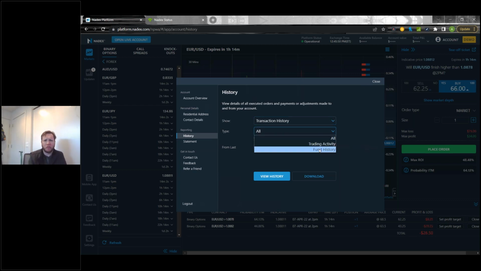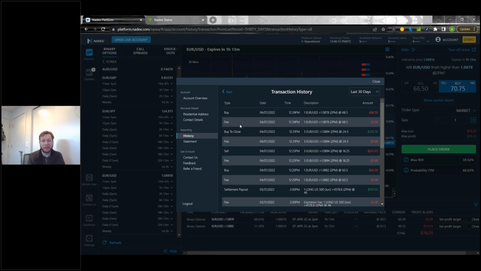You can say trading or funding. So funding history, obviously, is just going to be putting funds in and out of the account, and trading history is going to be your actual trades. And then we also have, you can choose your time. So let's say the last 30 days. And I can say view history. And there we go. This is my history. This is what I've been doing.